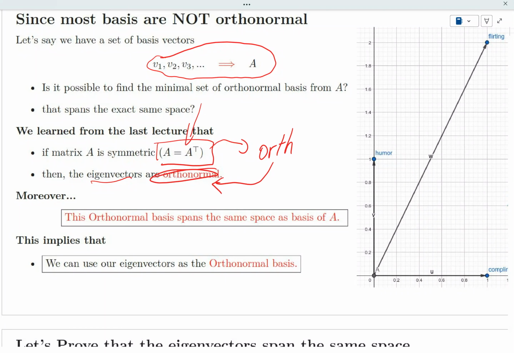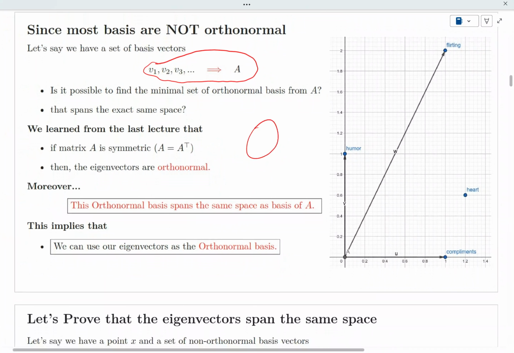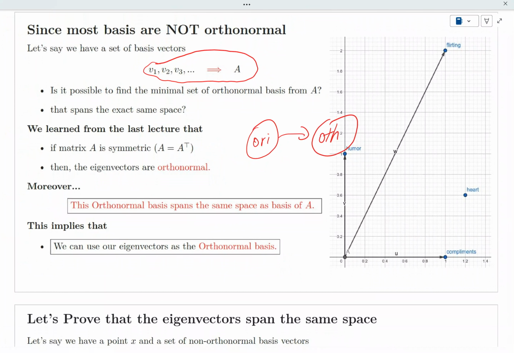Okay. Right? And the key takeaway is that once you go from your original basis to the orthonormal basis, they span the same space. Okay, that's a key to remember. This implies that we can essentially use the eigenvectors of A. So if A happens to be symmetric, then we can simply use the eigenvectors of A as the orthonormal basis.